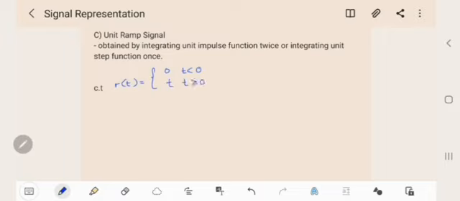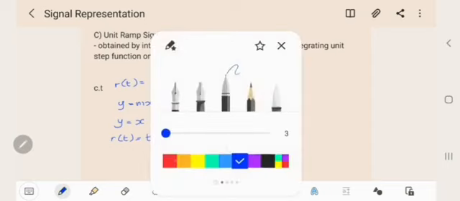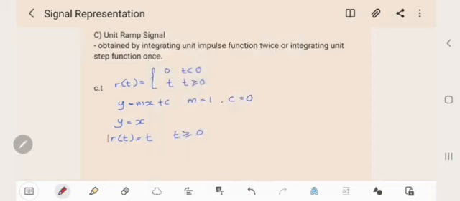It is represented as a straight line. Let's say y equals mt plus c. So here m is equal to 1 and c equals 0. Substituting into this equation, we get y equals x. So y will be represented as r(t) and x will be represented as t. This happens when the time is bigger than or equal to 0. So this is our function.